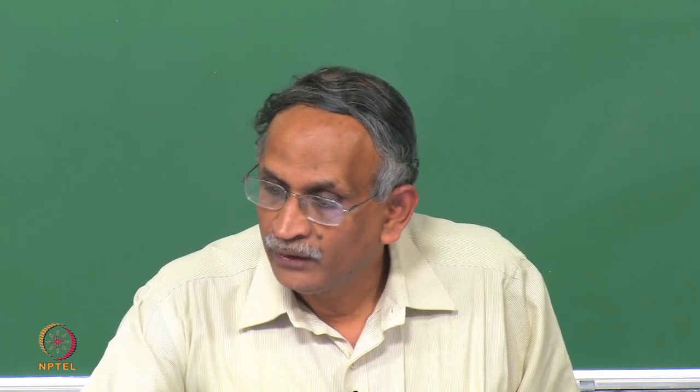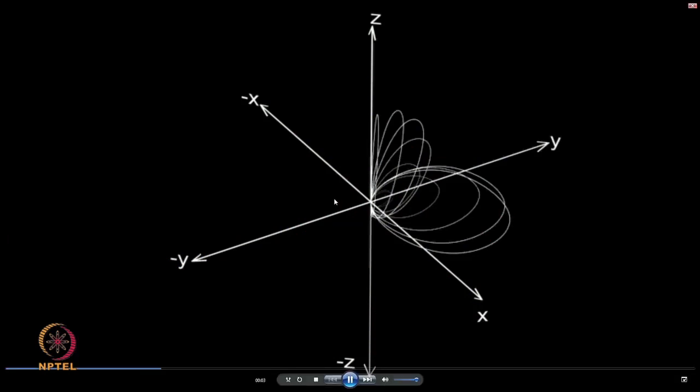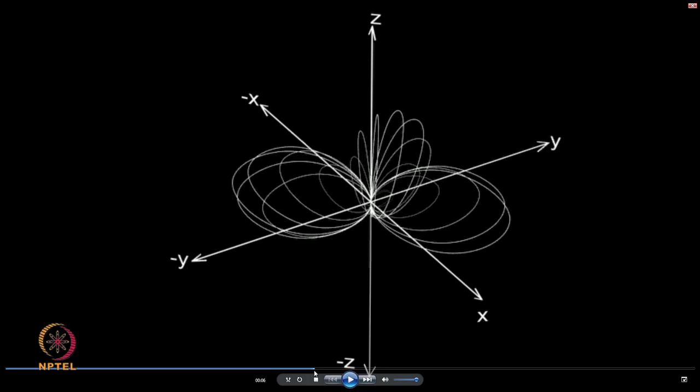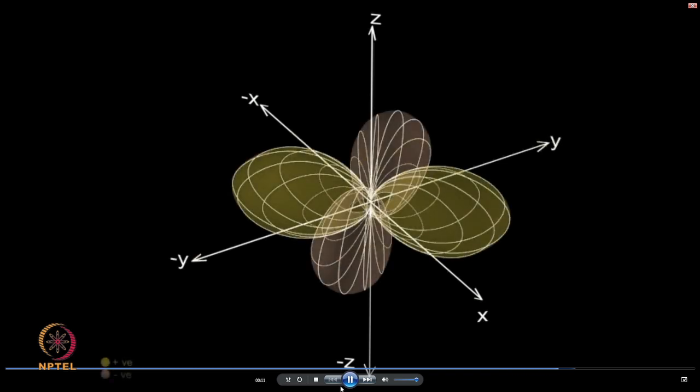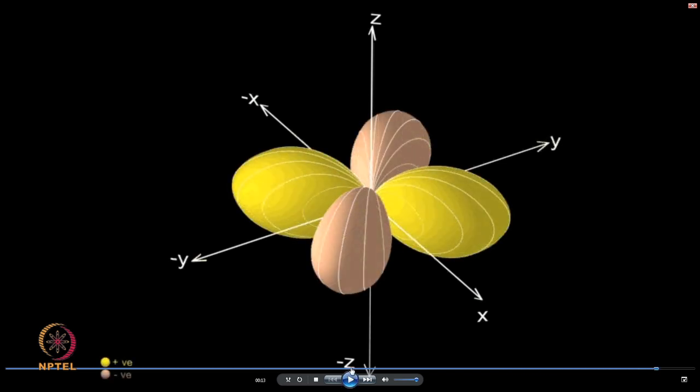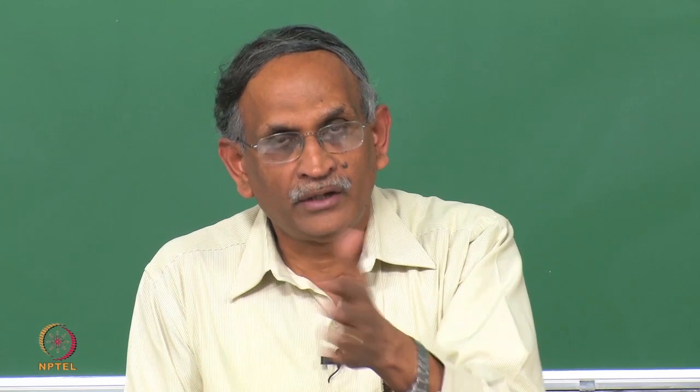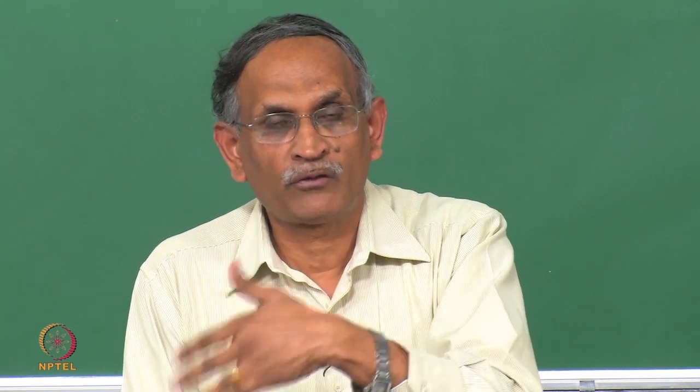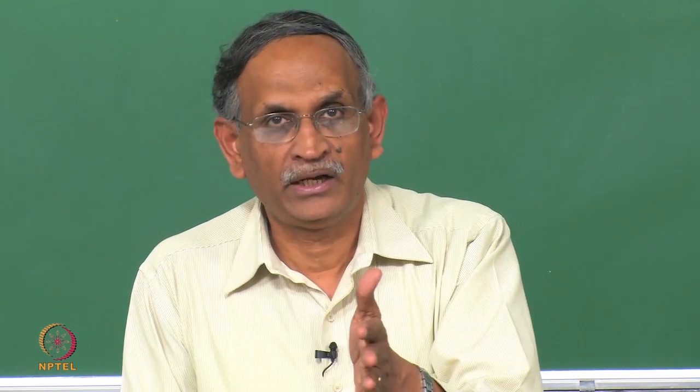So, the picture, you can see that the picture starts with the middle of the axis, at x it is 0 and at y also it is 0. So, the bulk of the shape is in between the axes, and it is only a 45 degree tilt, because the difference between the dxy and dx square minus y square is a 45 degree angle.